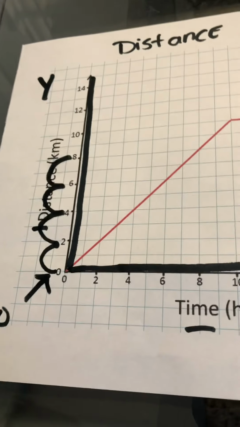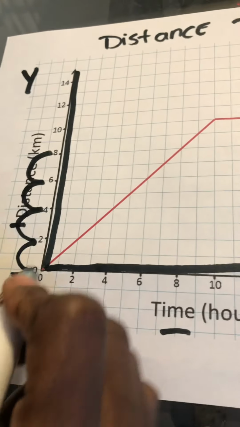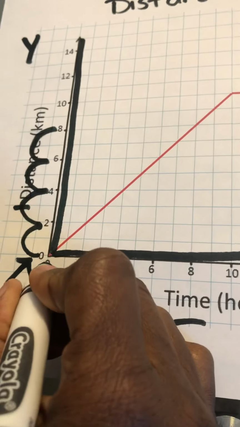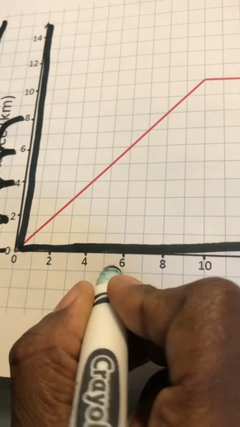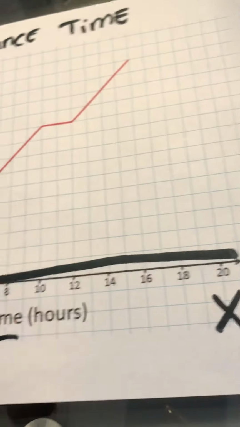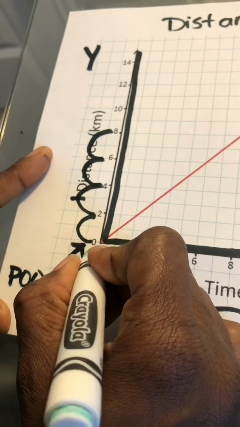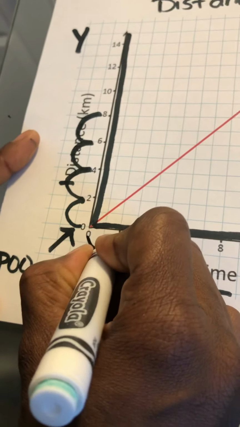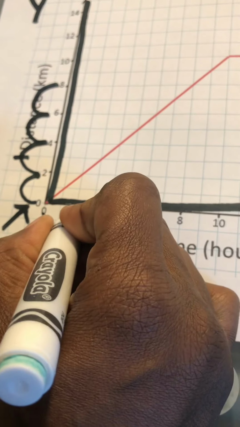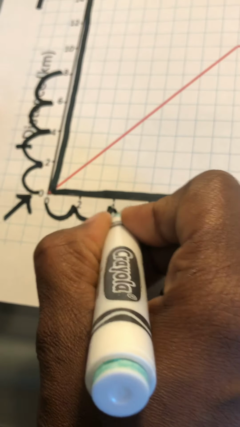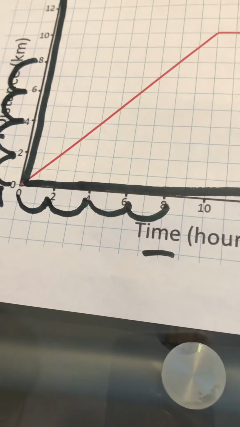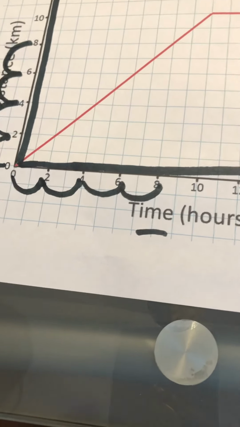Now, let's look at the x-axis. Here we have the point of origin, and then it's 0. Then we have 2, 4, 6, 8, 10, 12, 14, 16, 18, 20. So we're moving in increments of 2. That means from the point of origin to the second point, there's 2. From the second to the third, there's 2. From the third to the fourth, there's 2. From the fourth to the fifth, there's 2, and so on. So we're moving in increments of 2.